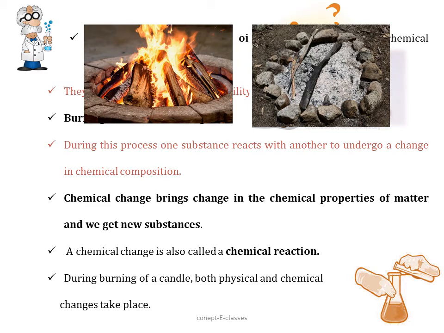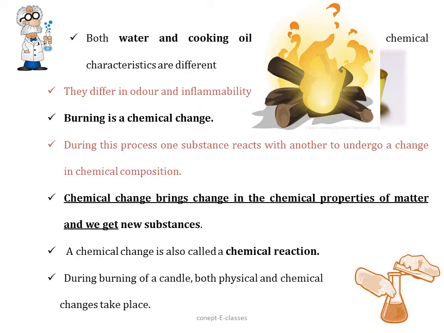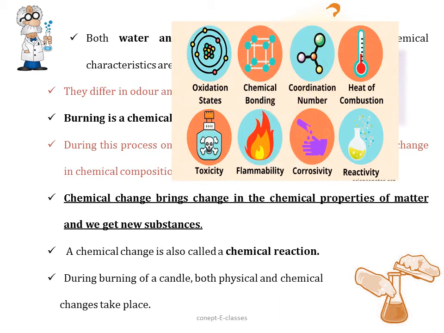So a chemical change brings a change in the chemical properties of matter and we get a new substance. So these all are the chemical properties. So chemical changes are the changes in which a new substance is formed, and a chemical change is also called a chemical reaction.